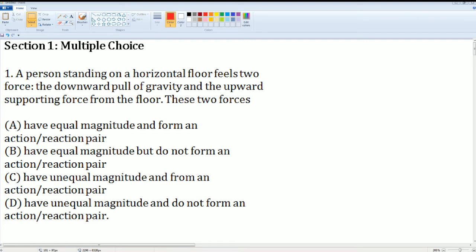Alright, welcome to the AP Physics 1 Force Review Sheet solution. Here I'm going to go over section 1, which is number 1 through 10. Alright, so I'm not going to read the question here.